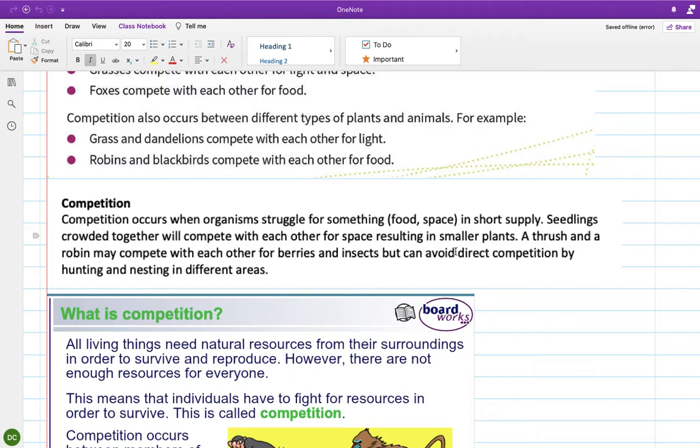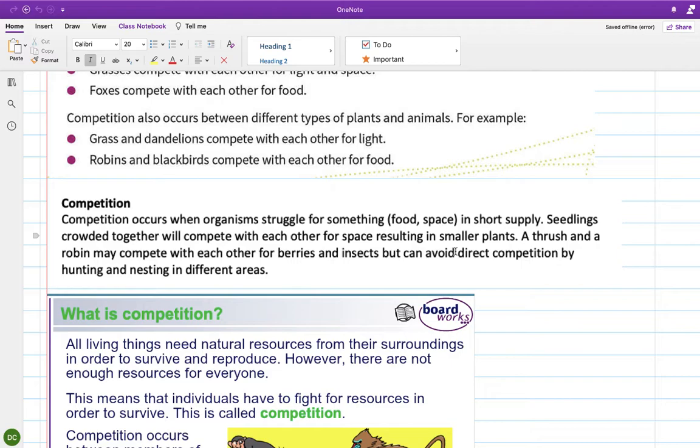So competition occurs when organisms struggle for something, food, space, which is in short supply. Seedlings crowded together will compete with each other for space, resulting in smaller plants. A thrush and a robin may compete with each other for berries and insects, but they can avoid direct competition by hunting and nesting in different areas.